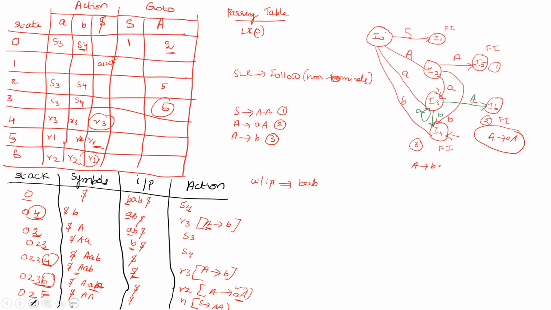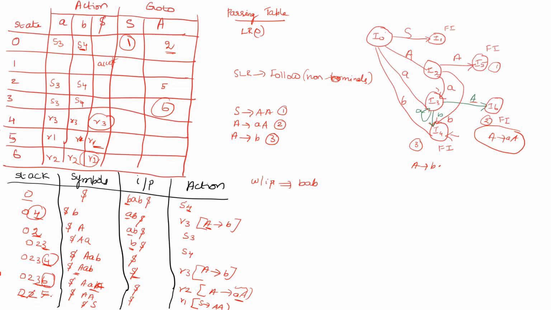So based on that, this AA is replaced with S. Since there is a reduction, this 2 will be popped out. And now here we have only 0, right? 0 on capital S. 0 on capital S is 1. So we are adding that 1 here.